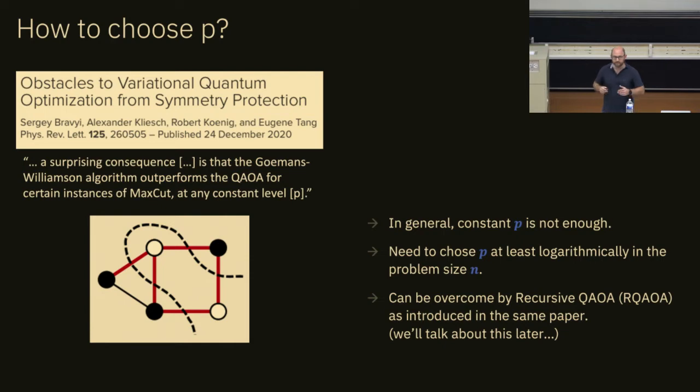What this means is if you have a fixed depth of your QAOA algorithm and make that not dependent on the size of the problem, then you have no chance to really achieve a quantum advantage, because if you make the problem large enough, the classical algorithm, Goemans-Williamson, which is a classical approximation for max-cut, will outperform it. So what does this imply? Constant depth is not enough. You usually have to choose it, let's say, at least logarithmically.